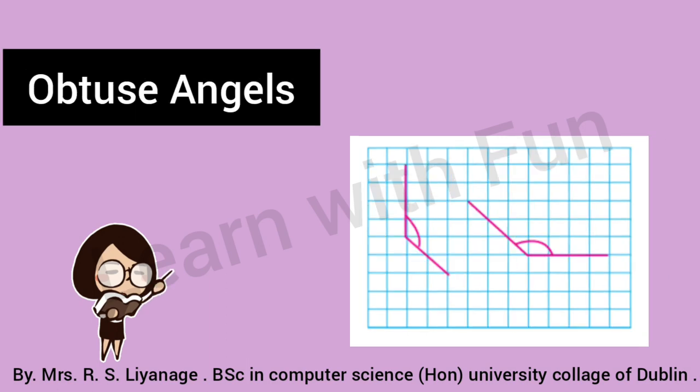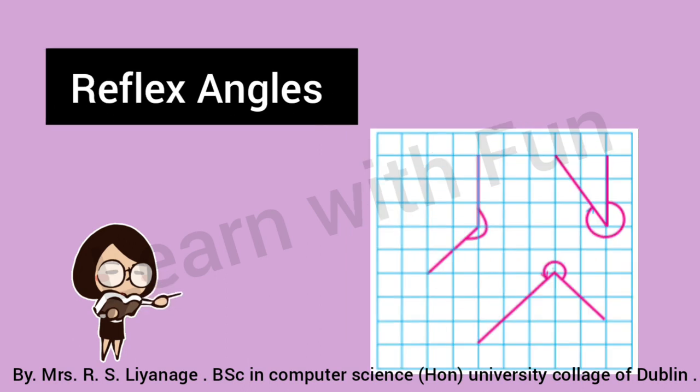Angles which are larger in magnitude than a right angle but smaller in magnitude than a straight angle are known as obtuse angles. Angles which are larger in magnitude than a straight angle but smaller in magnitude than four right angles are known as reflex angles.